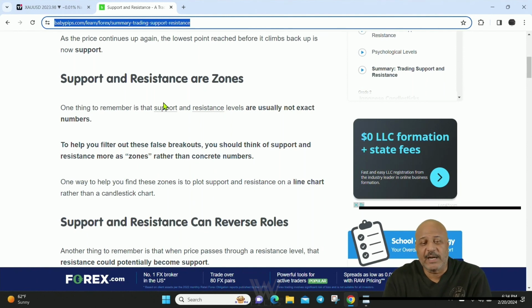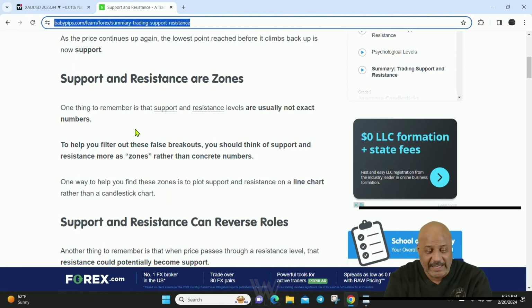So on babypip.com, they talk about support and resistance zones. Remember, one of the things when you work with support and resistance is zones. So think of zoning when you're in your building. You have different zones, different departments. If you go to your business, you might have the research department, you might have development, you might have management. Each of those zones.